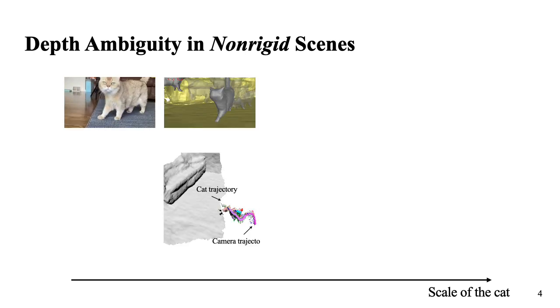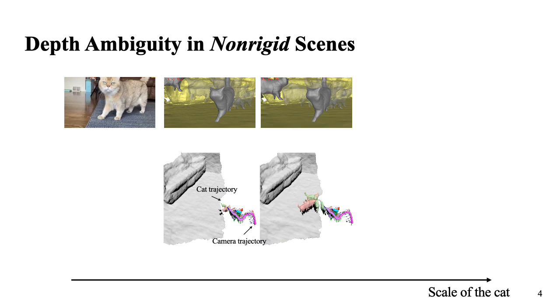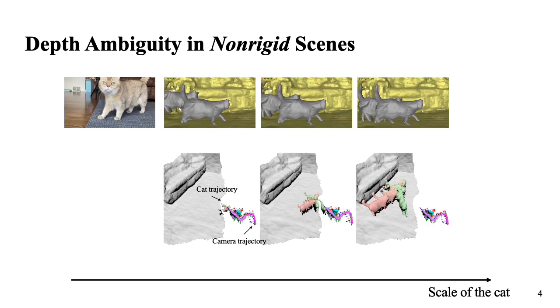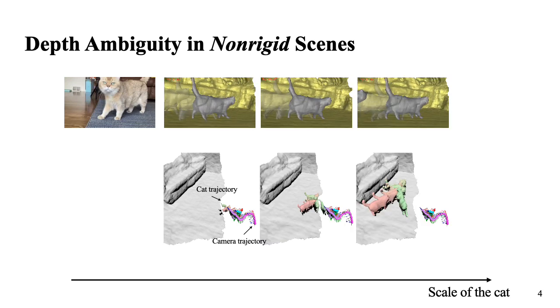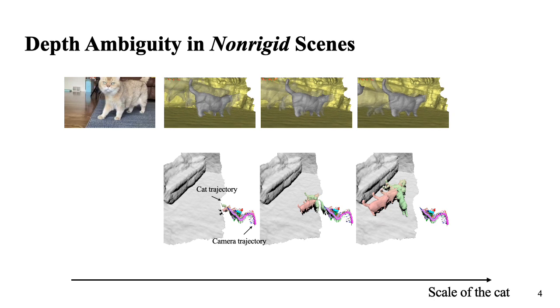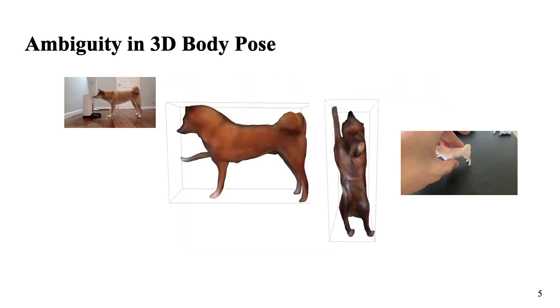Here we increase the scale of the cat while freezing the background. This leads to different 4D reconstructions, but identical 2D projections. Depth ambiguity also leads to ambiguities in 3D body pose.